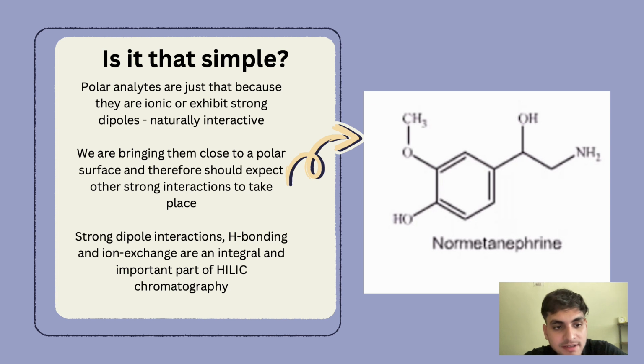These strong interactions can be strong dipole interactions, hydrogen bonding, and ion exchange, which are an integral and important part of HILIC chromatography. Here we can see that normetanephrine, there will be hydrogen bonding also, because hydrogen is connected to an electronegative oxygen atom and nitrogen atom. There will be dipole interactions also, and there will be ion exchange also.